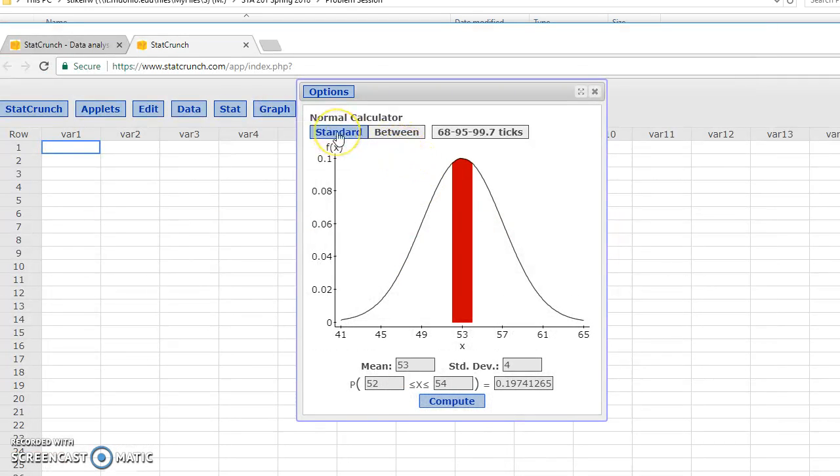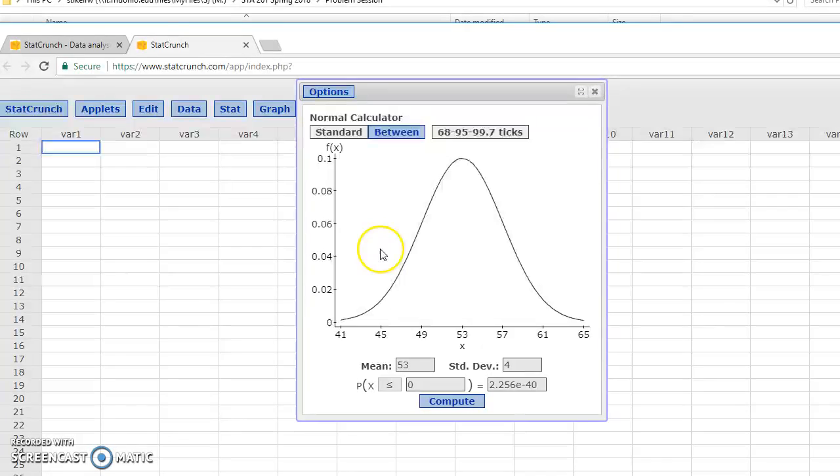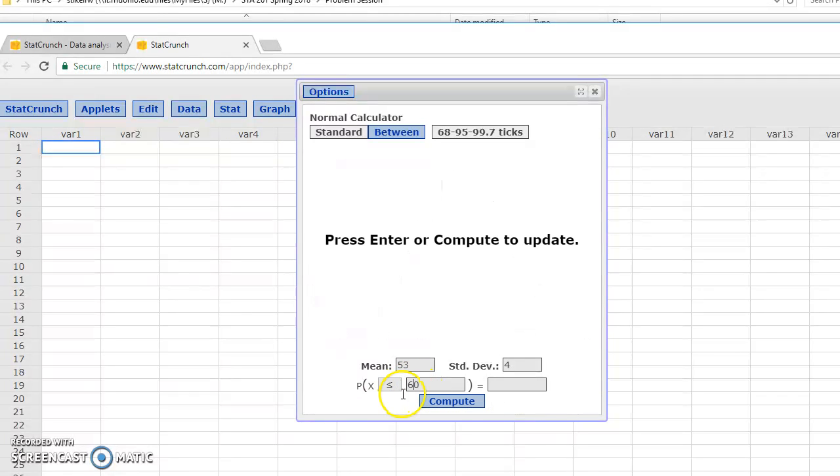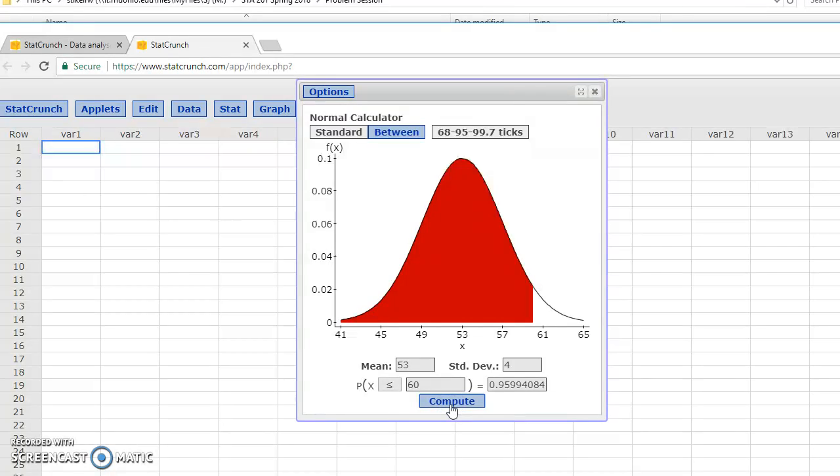So I can click over to standard mode, and I'm going to indicate the probability that x is less than or equal to 60, and press compute, and that gives me the probability of arriving within 60 minutes. So that's 0.9599. There's approximately 96% chance I'll arrive within an hour.